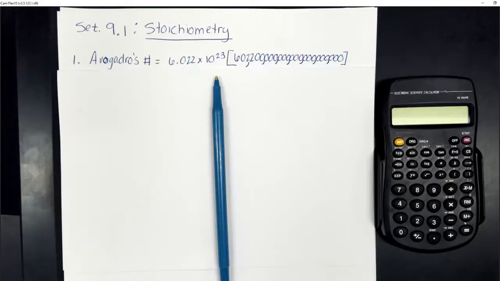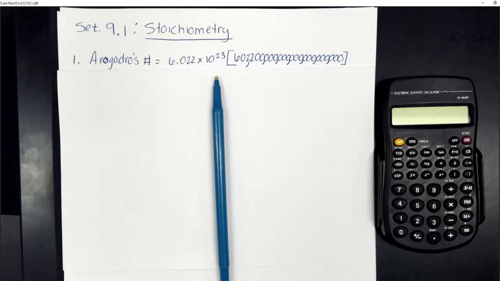Alrighty everybody, set 9.1 stoichiometry. This is the section that gave the most students trouble in regular chemistry. I'm sure many of you guys remember this evil S word. It's all about counting by weighing and then using mathematical relationships to figure out how much of a yield you can get out of a reaction.